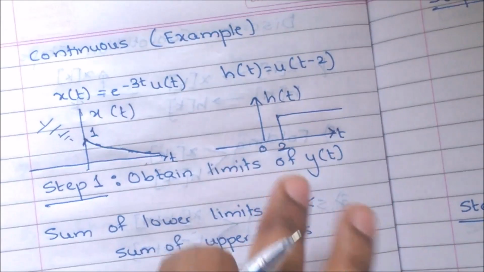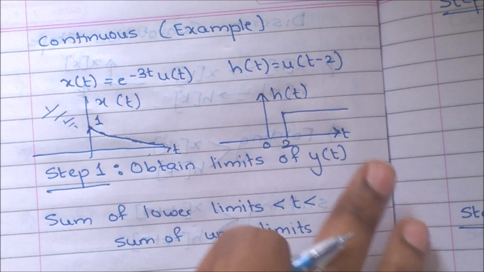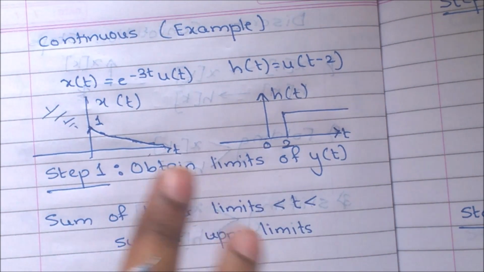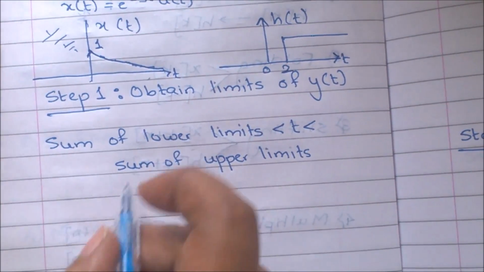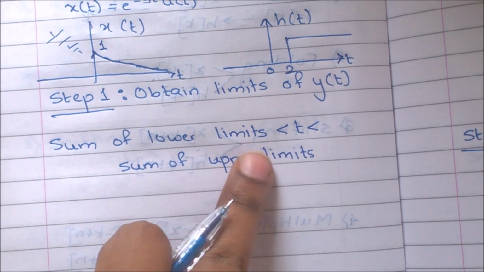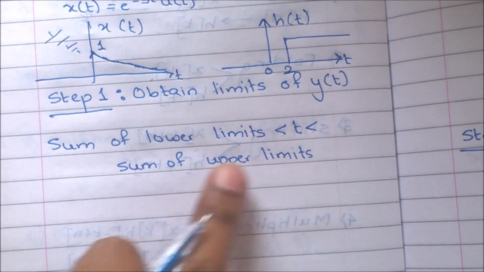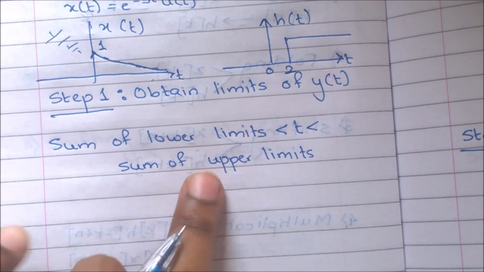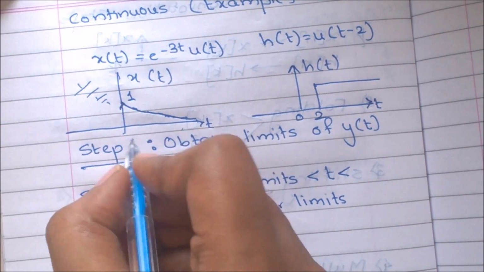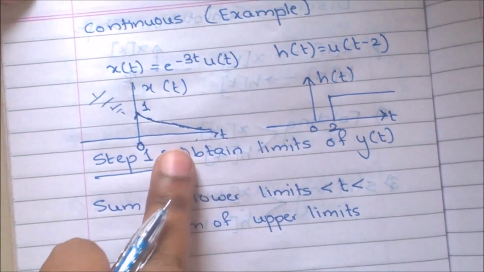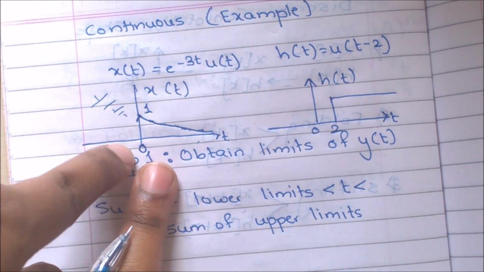Now the first step which we'll be following is obtaining the limits of y of t, that is the limits of the convolution of x of t and h of t. So the final limits will be the sum of lower limits and the sum of upper limits, and t is between these two limits. So first we will see x of t and find out what the lower limit for x of t is. For x of t, we see that the signal begins from 0. So the lower limit of x of t is 0.